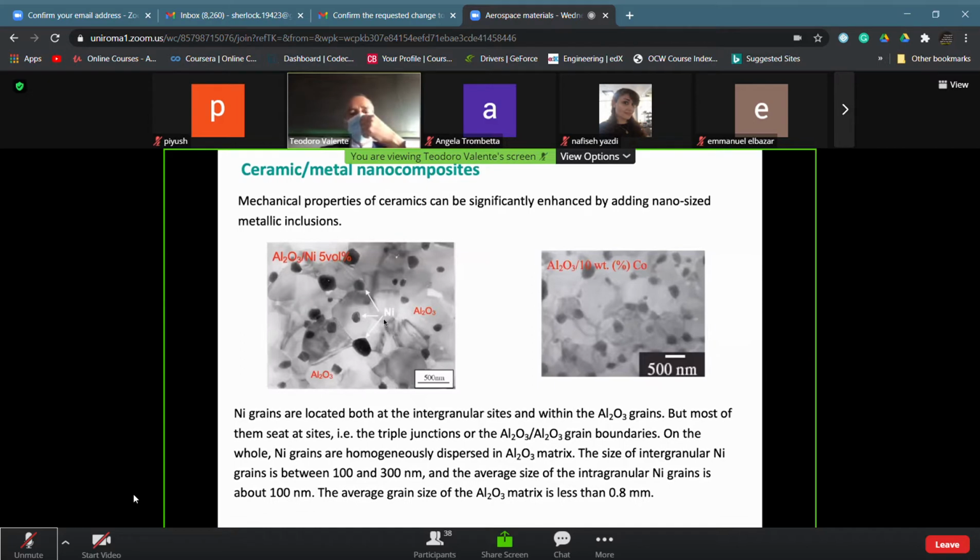This is a configuration in which we do have nickel nanoparticles inside the grain of alumina and also located at the grain boundaries between two alumina grains. So we have intergranular sites and intragranular sites for the nickel nanoparticles. This is another example on your right in which the same matrix, alumina, has been modified by adding 10% in weight, in this case, of another metallic phase, and this metallic element is cobalt. And also in this case, you can see that even though there is a sort of preferential distribution at the grain boundaries, we have also some nanoparticles inside alumina grains.